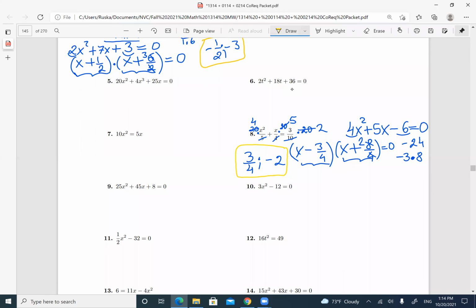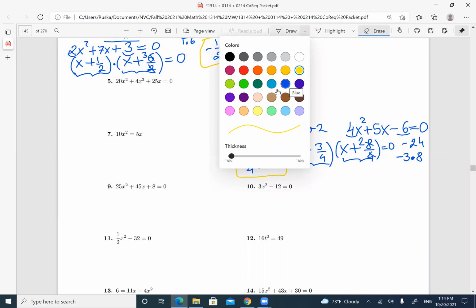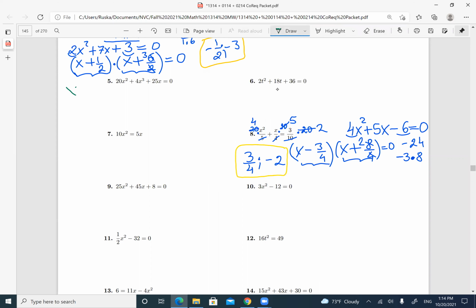So for 5, we have a common factor. What is a common factor? All of those have x's. So I'm going to pull out x. Use a different color. So I'm going to factor out x. And then I have 20.